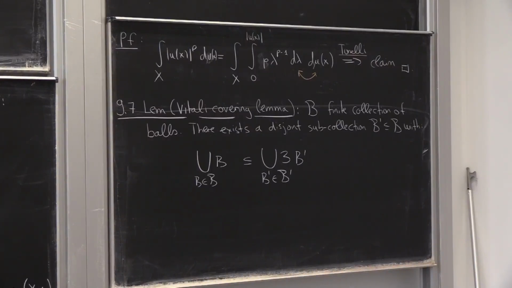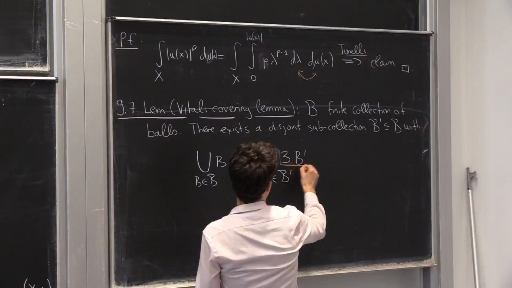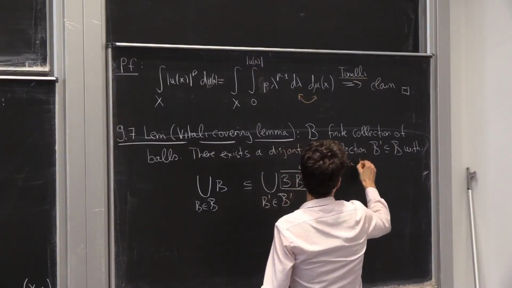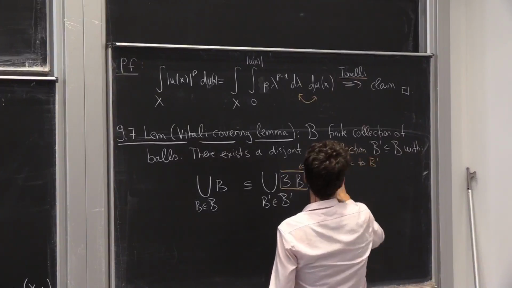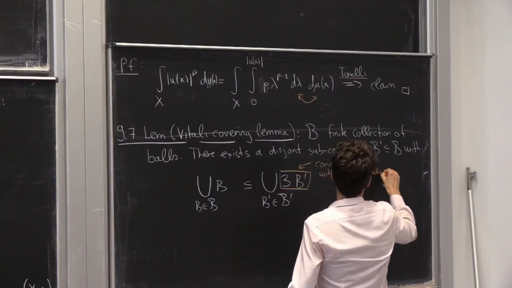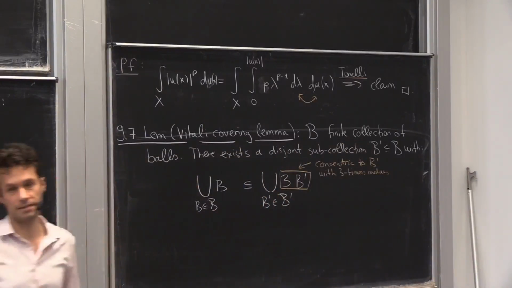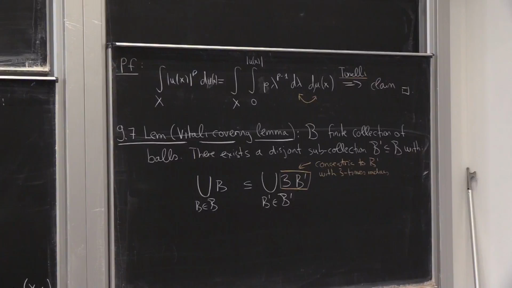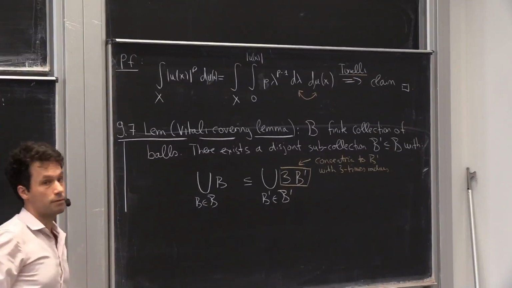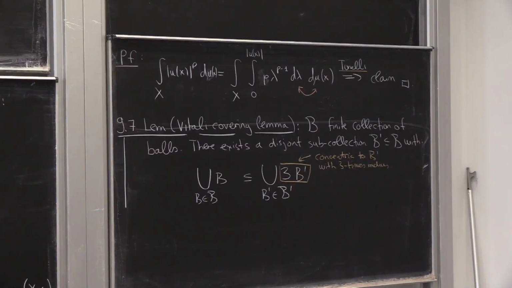So by this I mean this thing here is concentric to B prime with 3 times the radius. Right, so if B prime, say, is the ball at x of radius r, then 3B prime is going to be the ball centered around x of radius 3 times r. Okay, so up to blowing up the balls by a factor of 3, you can restrict yourself to a disjoint collection of balls.